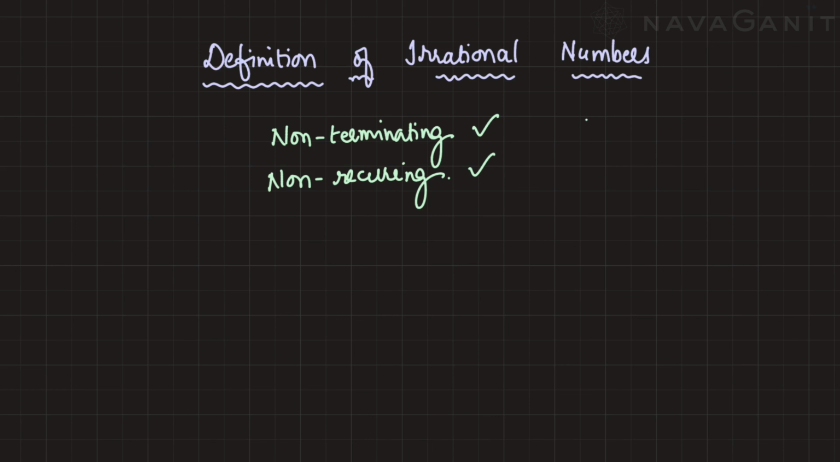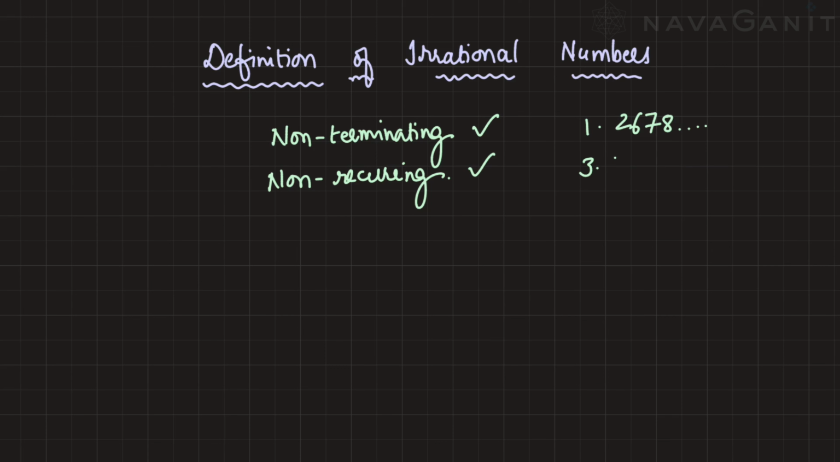For example, 1.267 and so on. Now we can see that it is non-terminating because it does not end. And secondly, it is non-recurring because there is no repeating pattern.